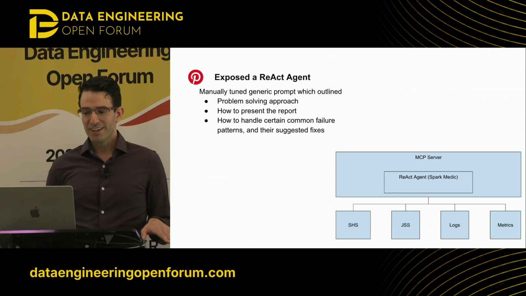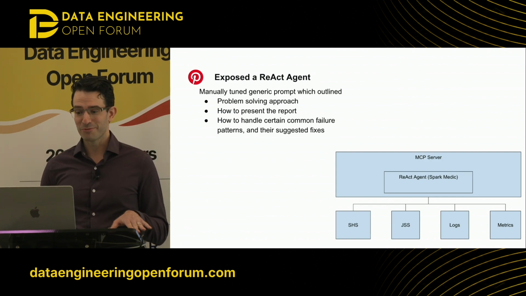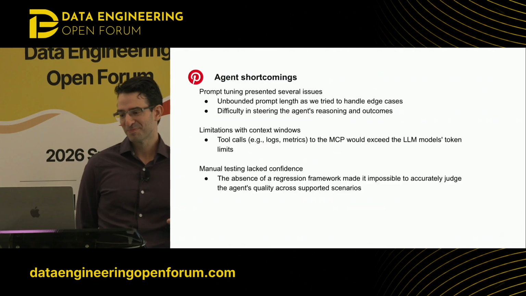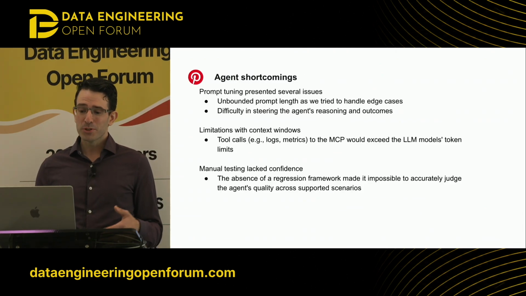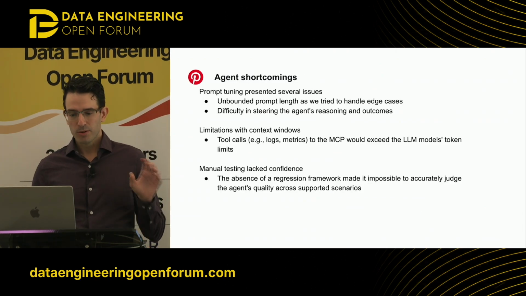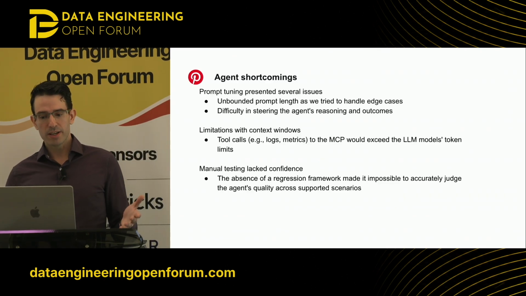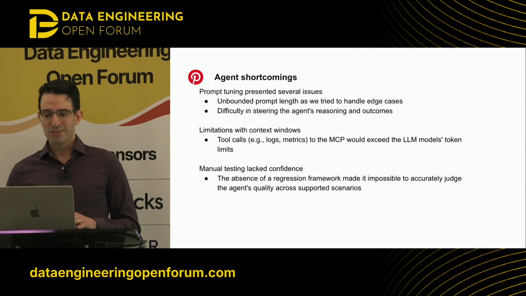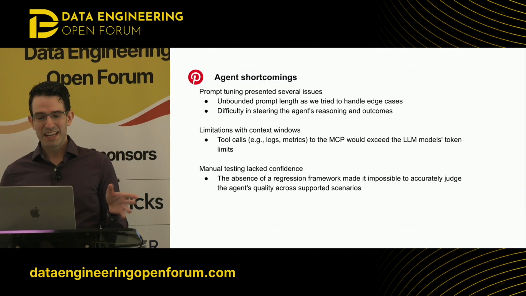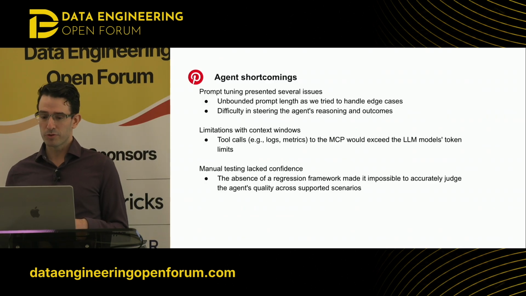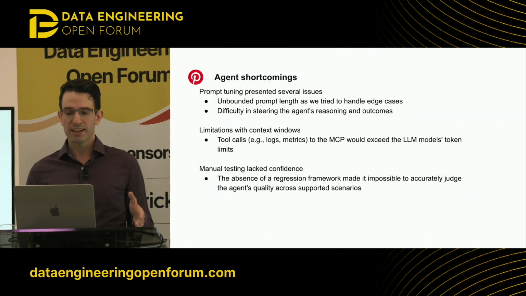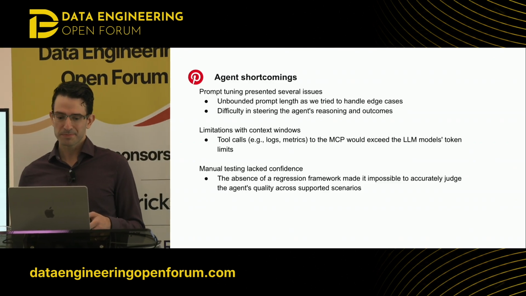From those early trials, we found a lot of shortcomings with our solution. For instance, prompt tuning became unsustainable. One prompt had to do everything, and adding detail in one area degraded the behavior in another. The response quality was inconsistent. Sometimes analysis was shallow, and other times too verbose. So we really lacked controls to keep the agent on track with what it was doing.